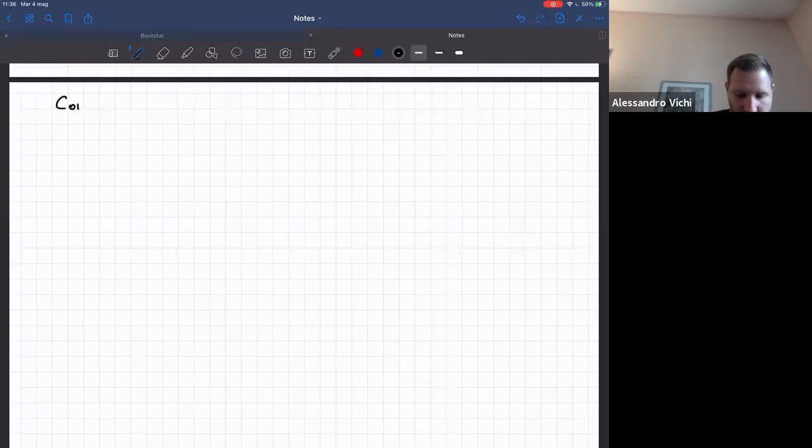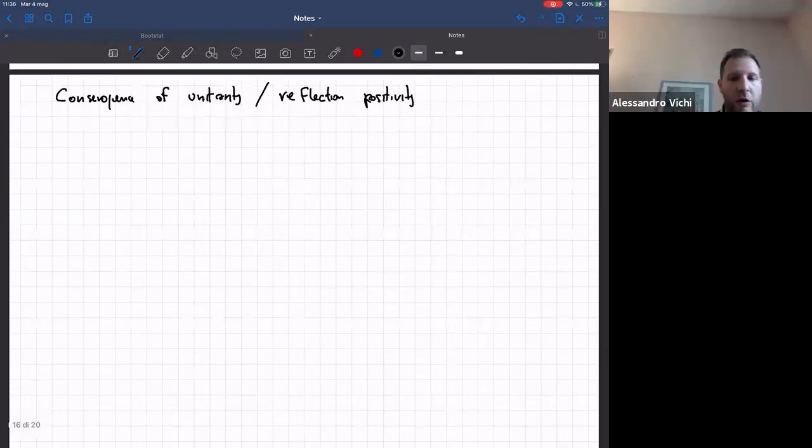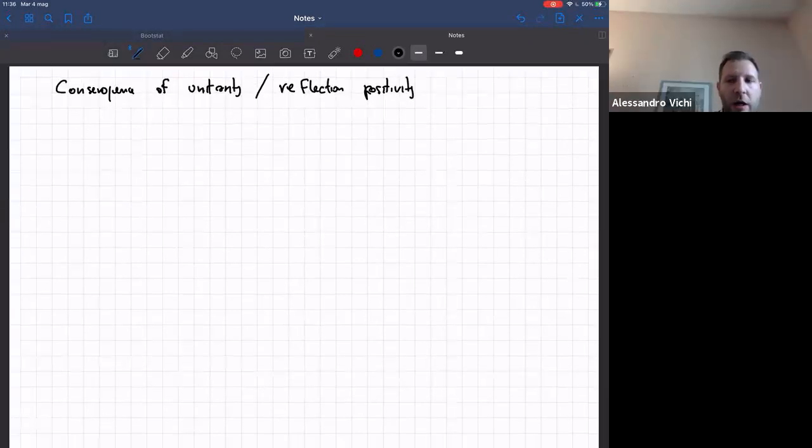So let me write: consequence of unitarity slash reflection positivity. The condition that you get on the irreducible representations of the conformal algebra comes from the fact that having a unitary theory, having positive norm states, is not consistent with having any irreducible representation of the conformal algebra.